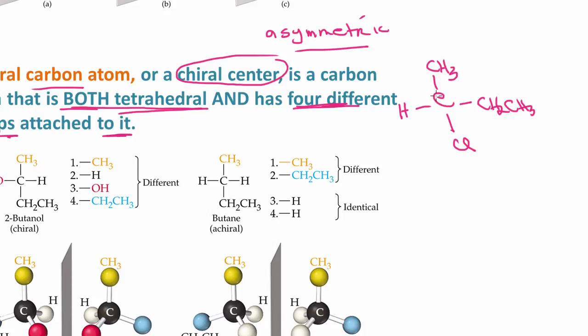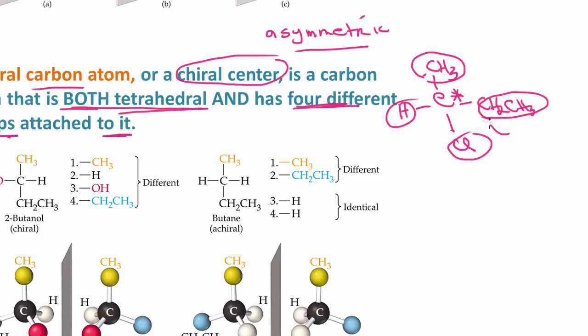So what I do is I look at each carbon. This carbon here has 3 identical groups, 3 hydrogens, so this is not chiral. This carbon here has the methyl group, a hydrogen, a chlorine, and this ethyl group. This is a chiral carbon. I indicate a chiral carbon with an asterisk.